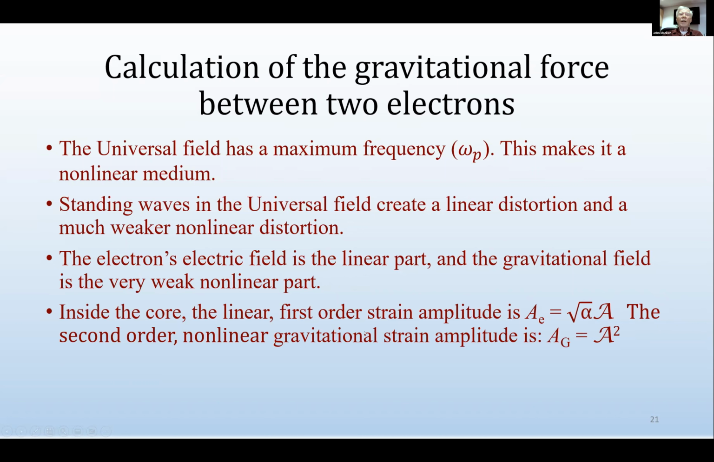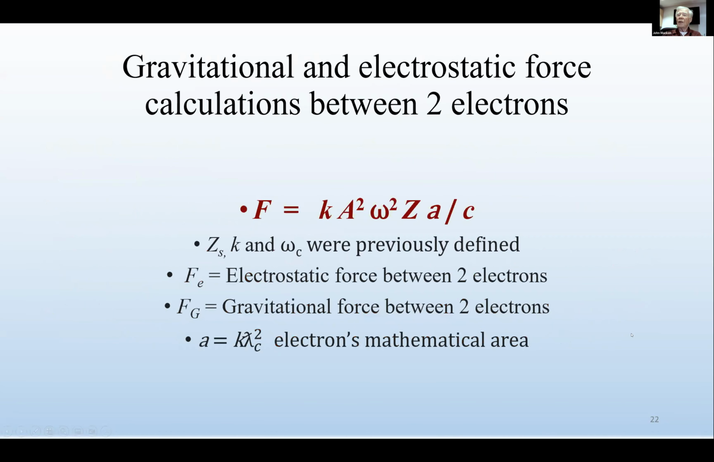The second order nonlinear gravitational strain amplitude is this amplitude squared. It turns out that when you're dealing with waves that are nonlinear, you have a first order that is the linear part, and then the nonlinear expansion starts off with amplitude squared, and that's where I get that.